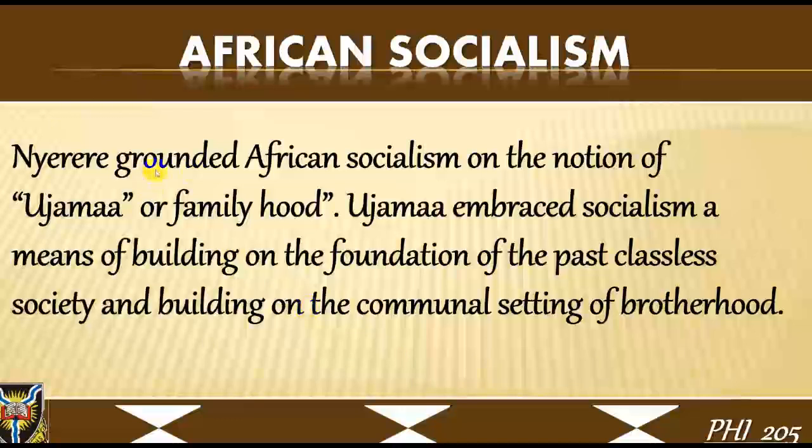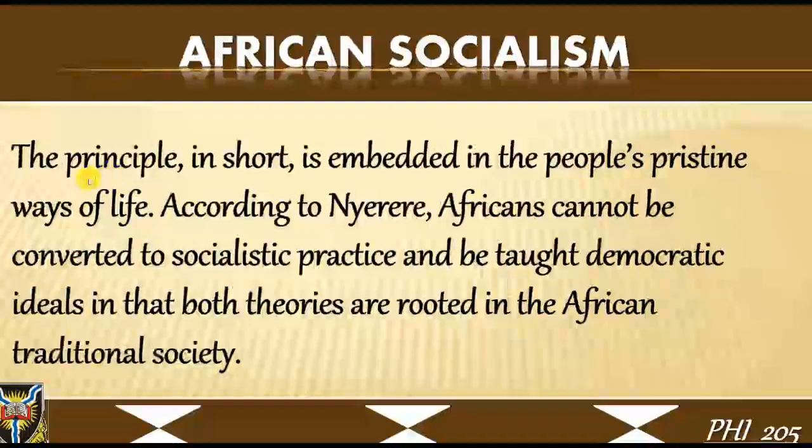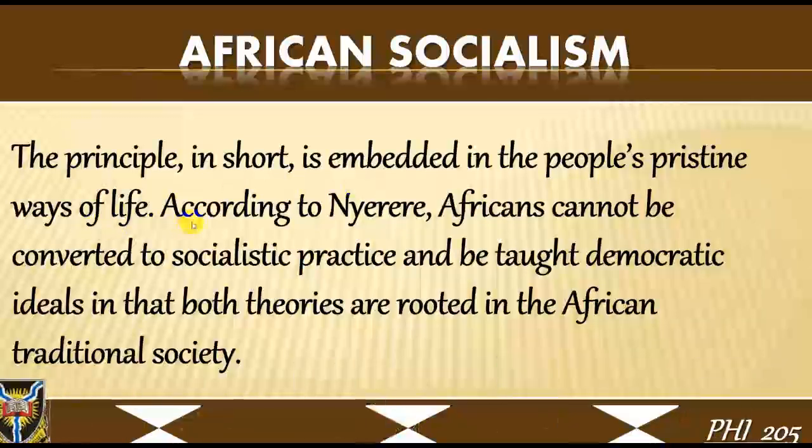Nyerere grounded African socialism on the notion of Ujamaa, or familyhood. Ujamaa embraced socialism as a means of building on the foundation of the past classless society and on the communal setting of brotherhood. The principle, in short, is embedded in the people's pristine ways of life. According to Nyerere, Africans cannot be converted to socialistic practice and be taught democratic ideals, in that both theories are rooted in the African traditional society.